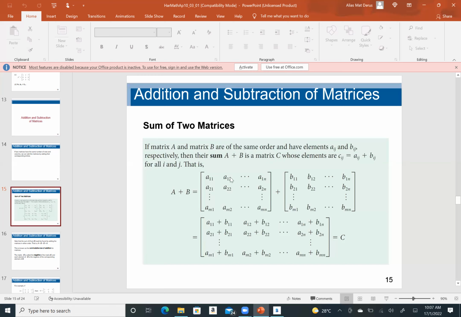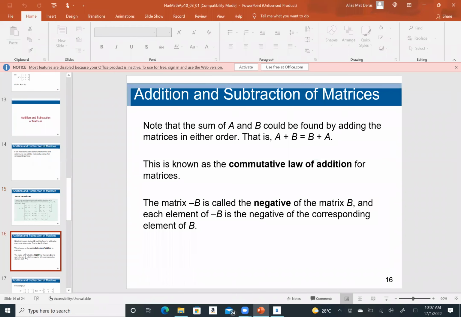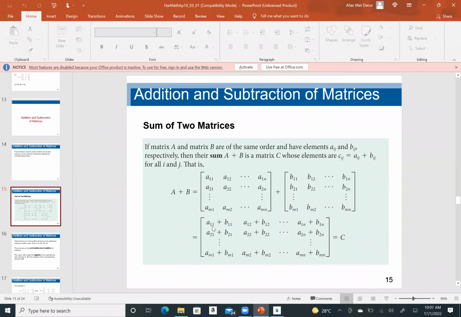Similarly, you have A12, you add to B12. What I get? I get C12. So you can write here A1 plus B1 is equal to what? Is equal to C11, like what stated here. And then so on.